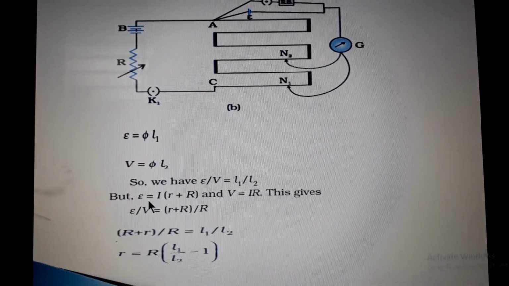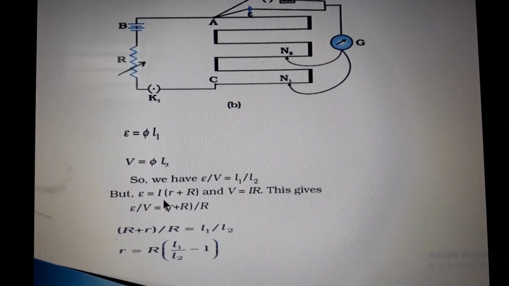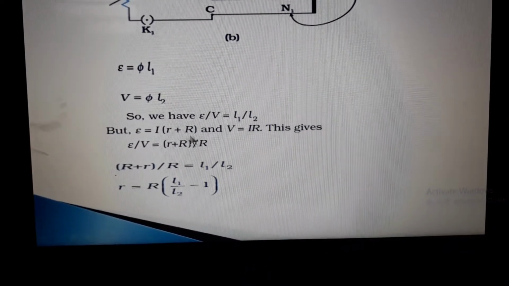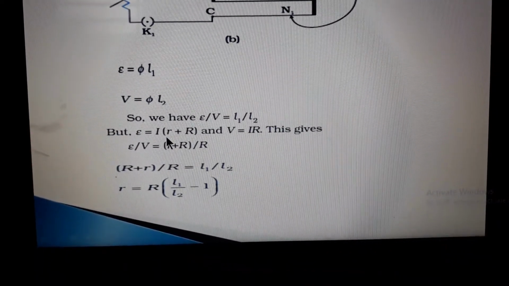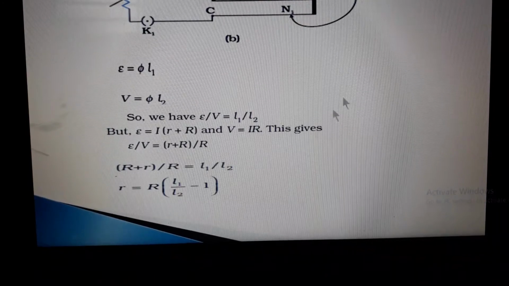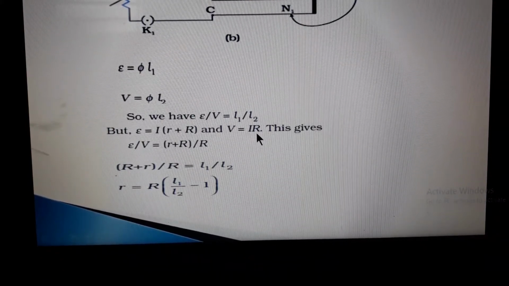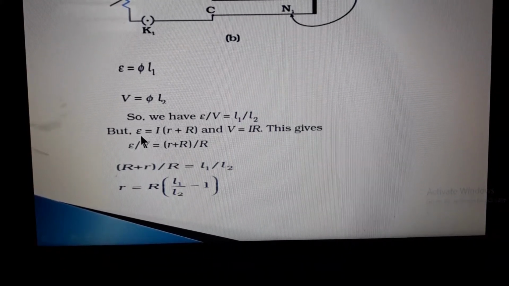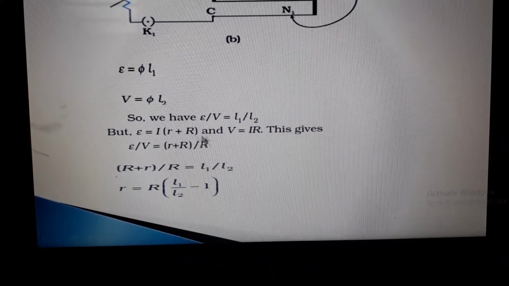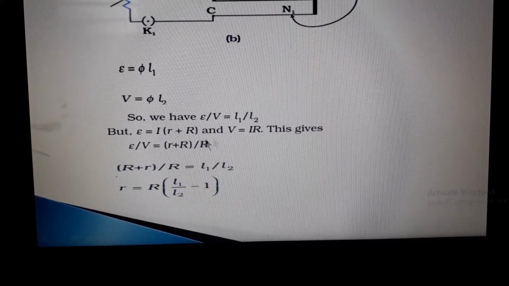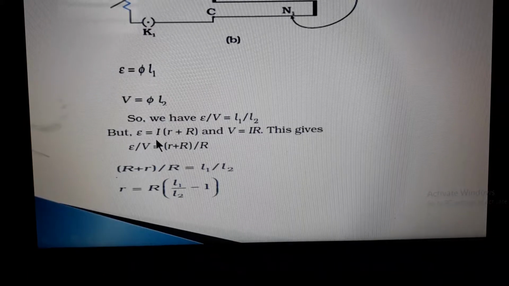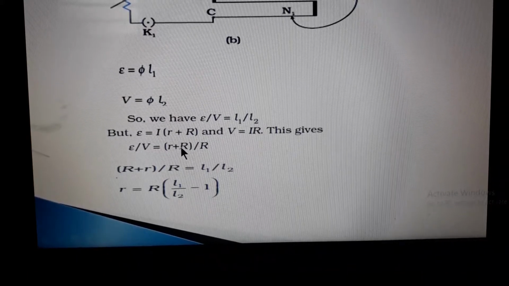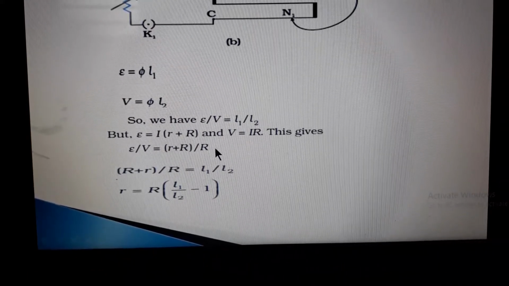But you know that in the previous topic I have already explained E is equal to I into (R plus r), where r means internal resistance of the cell, and from Ohm's law V is equal to IR. So E is equal to I (R plus r) and V is equal to IR. So E upon V is equal to, I cancels, (R plus r) divided by R.